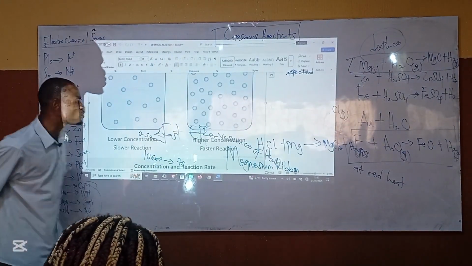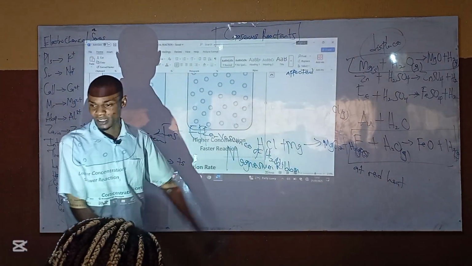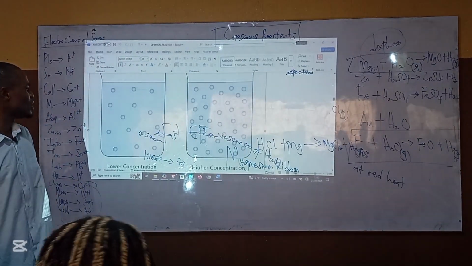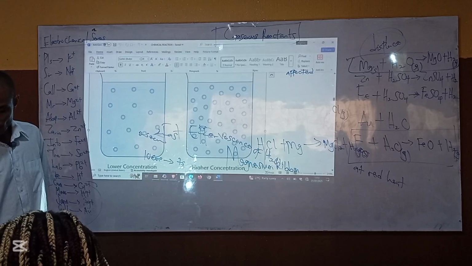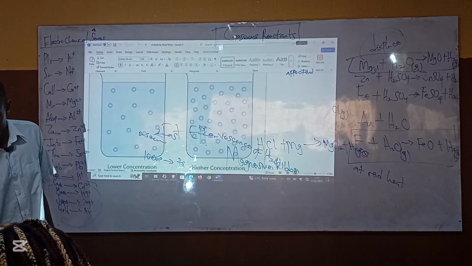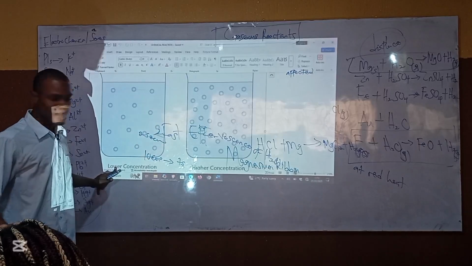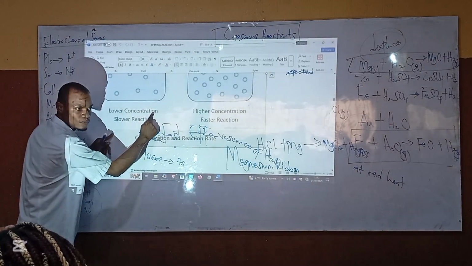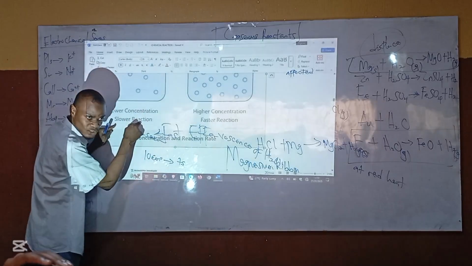Because the concentration is what? It is very, very high. Can you see it now? So the higher the concentration, the faster the rate of chemical reaction. The lower the concentration, the slower the reaction. If you use lower for concentration, you use slower for reaction.